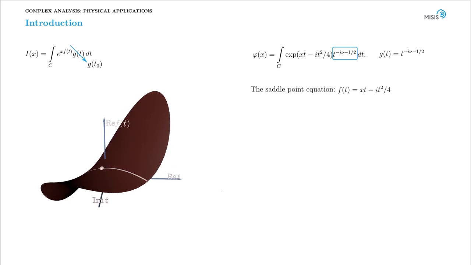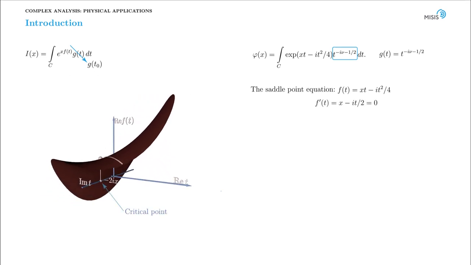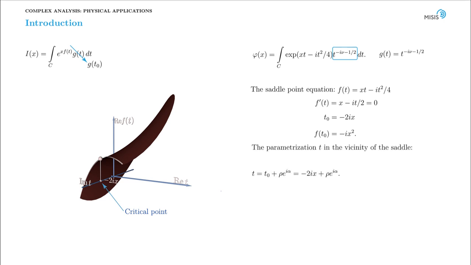The saddle of our exponential function f of t is given by its critical point equation. And here is the critical point. The value of the function f at the saddle is as follows. f is quadratic in t, so its second order Taylor series is in fact exact. For convenience, we introduce the parameterization of the complex variable in the vicinity of the saddle.